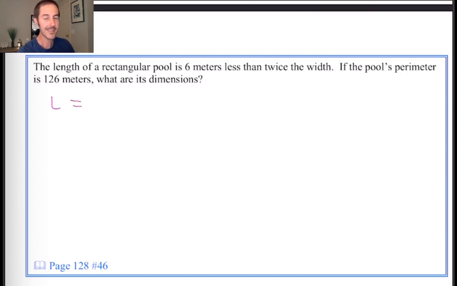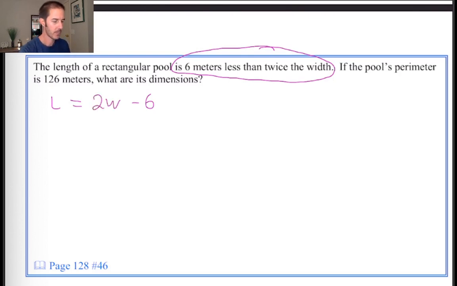6 meters less than, be careful. This is very strange. We run into it every once in a while, and you have to be really careful when it's 6 meters less than. Because to decrease something by 6, you have to know what it is that you're starting with first. So there's the decreasing by 6. And what is it that's being decreased by 6? Twice the width. All right, so L equals 2W minus 6.